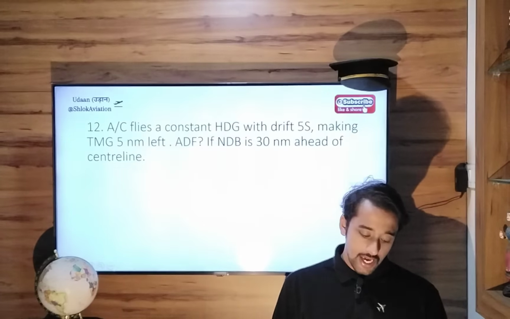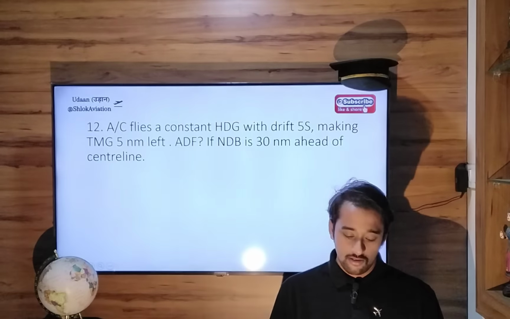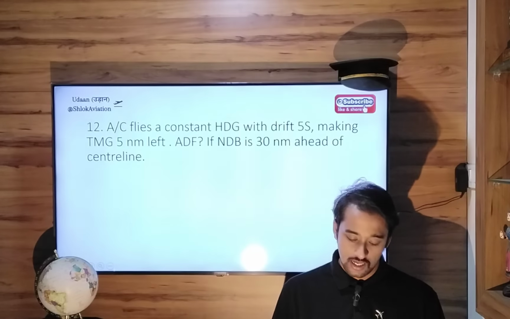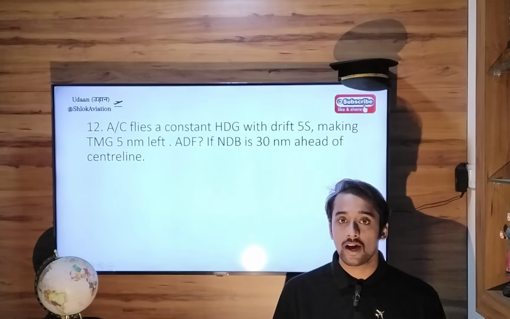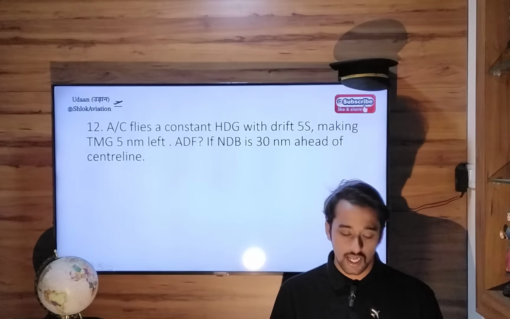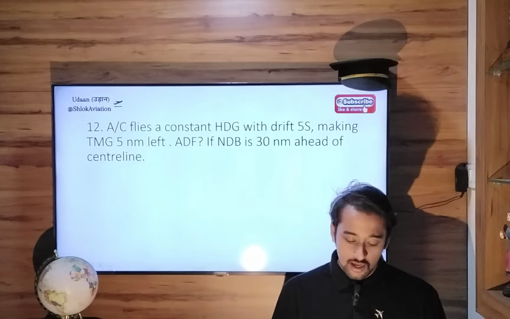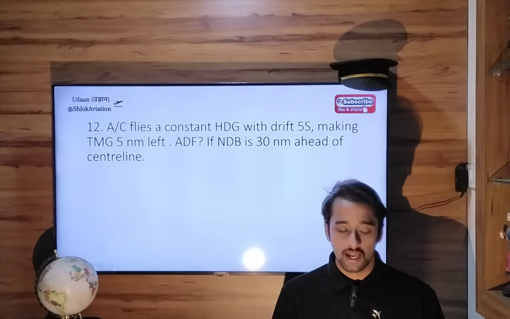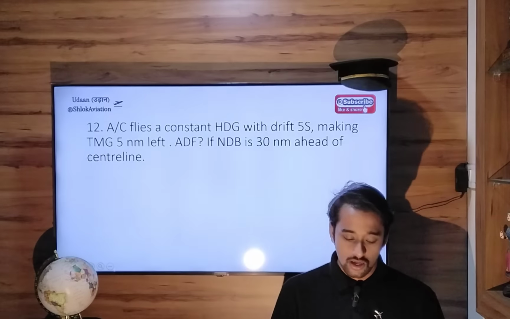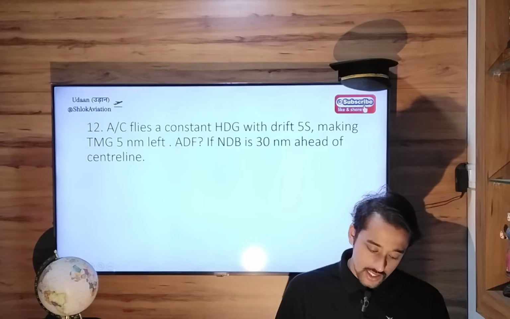Question 12. Aircraft flies a constant heading with 5 degrees starboard drift, making a track made good of 5 nautical miles to the left of the center line. What will be the relative bearing, that is the ADF reading, and NDB is 30 nautical miles ahead of the center line. So let's start doing this.